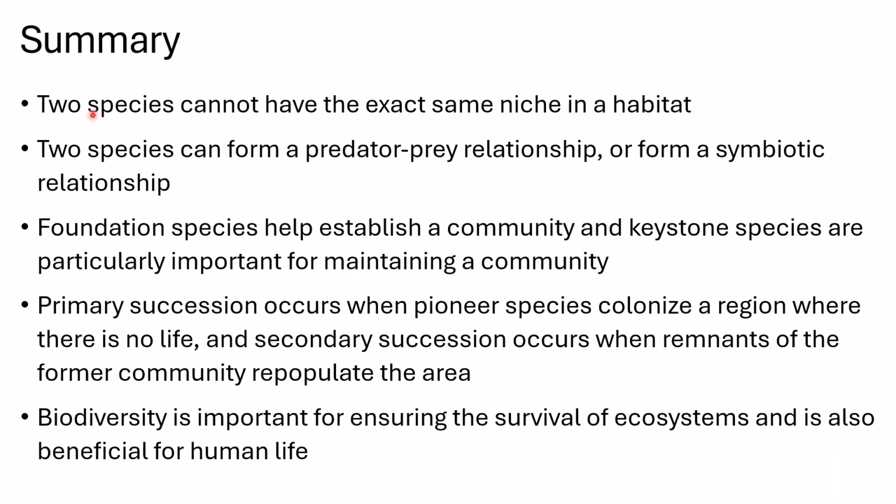In this lecture, we learned that two species cannot have completely overlapping niches because one species will outcompete the other for the same resources. Two species can have a predator-prey relationship in which one consumes the other, or a symbiotic relationship, which is a long-term relationship between two species that can be mutually beneficial, beneficial for one but not the other, or beneficial for one while harming the other.